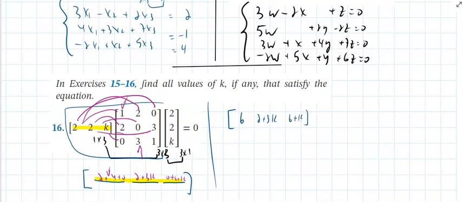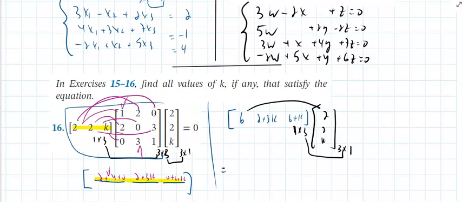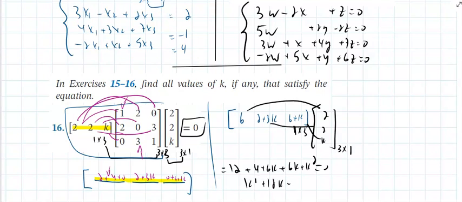Now I'm going to multiply that by 2k. This is 1 by 3. This is 3 by 1. The outcome is 1 by 1. And what is that? That is 12 plus 4 plus 6k plus 6k plus k squared. And that equals 0. So that is k squared plus 12k plus 16 equal 0.